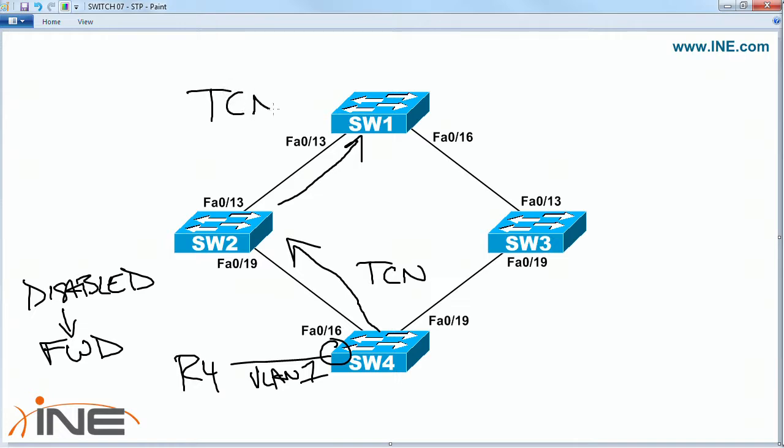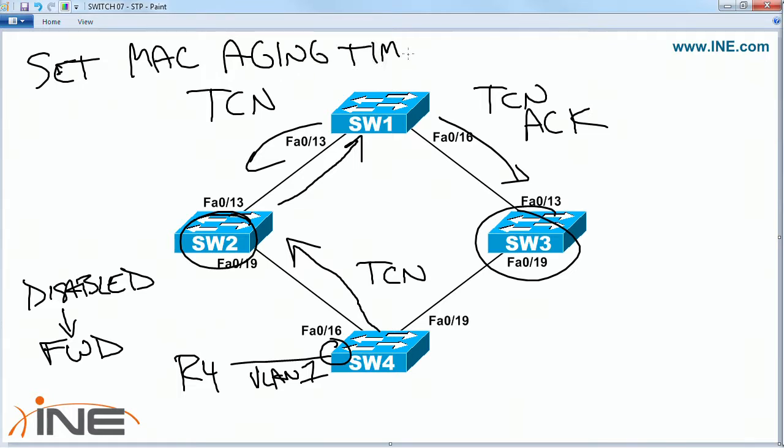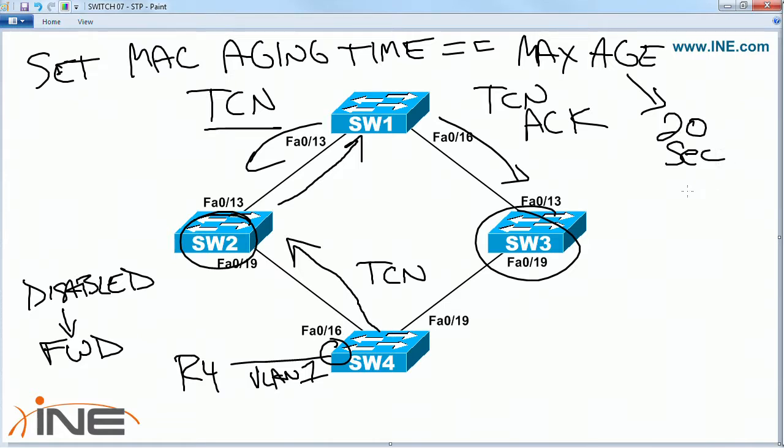Eventually, this is going to get to the root bridge. The root bridge is then going to send to everyone else a topology change notification acknowledgement. This tells the other switches to set your MAC address aging time to be equal to the max age. Where we looked at this yesterday, it was some large value that the MAC address time was by default. If a TCN is generated, you set the MAC age time by default down to 20 seconds, which means that if hosts are not sending traffic, their MAC addresses are going to get deleted. So the idea is that you're trying to flush out the old information to build new information based on what changed in the network.